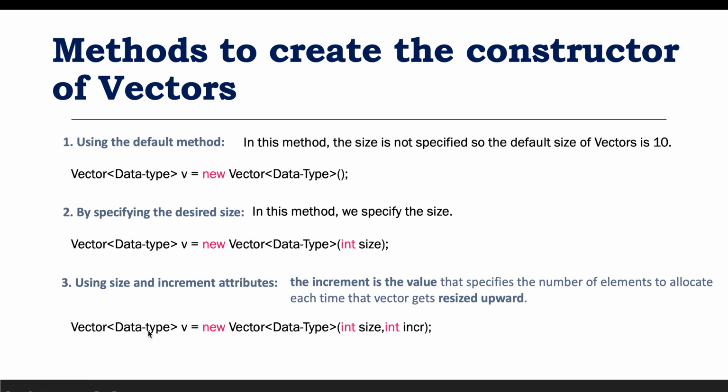Something like this: Vector of data type, variable name equals new Vector of the same data type, and here we can provide the initial size and then the increment size. Let's say we provide an initial size of 10 and an increment of 10 as well. In the case of inserting the 11th element, it will increase the current size by the increment, so it becomes 20. These are the constructors provided by the Vector class, by which we can create the object according to our need.